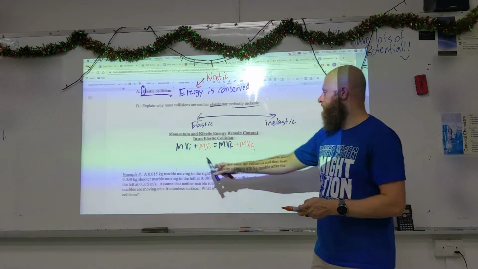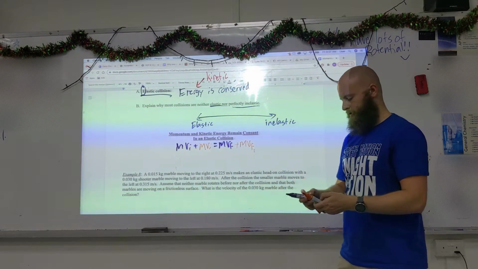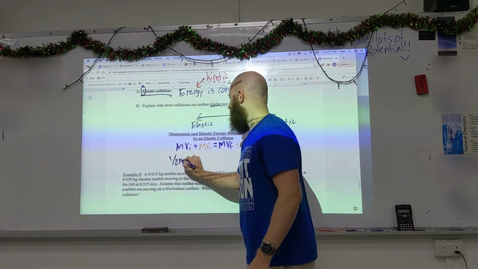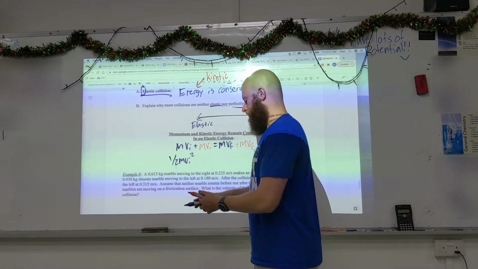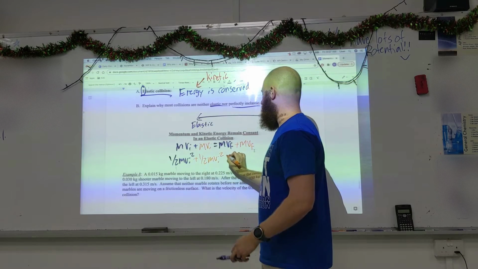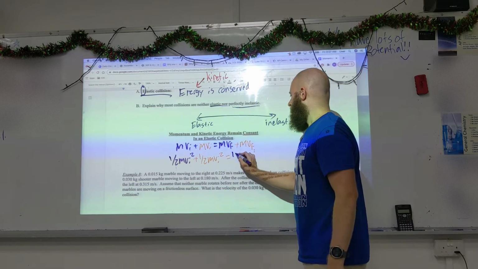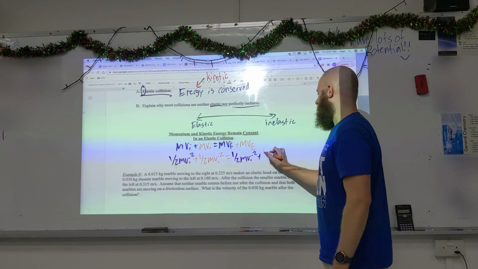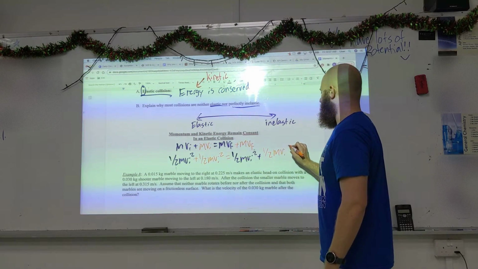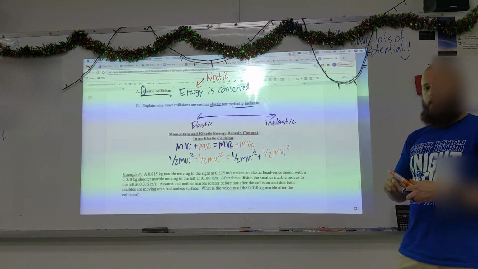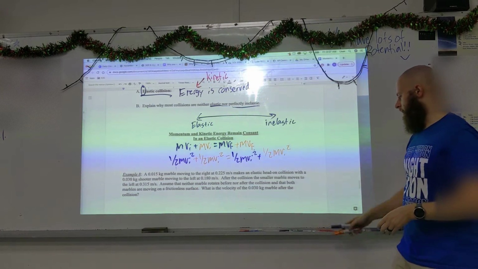Now, if I have two objects, each one of these has a kinetic energy. So it'll look something like this: 1/2 m vi squared plus 1/2 m vi squared equals 1/2 m vf squared plus 1/2 m vf squared. Okay? So this actually gives us a second equation.